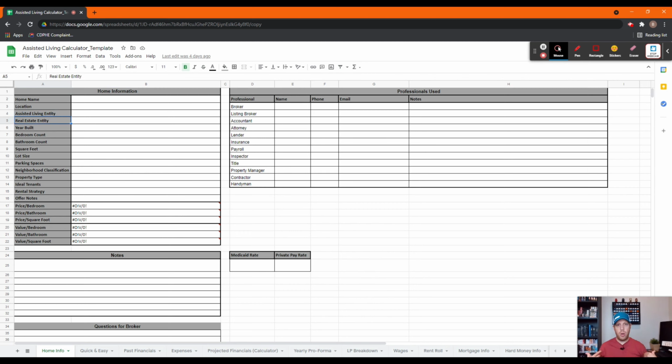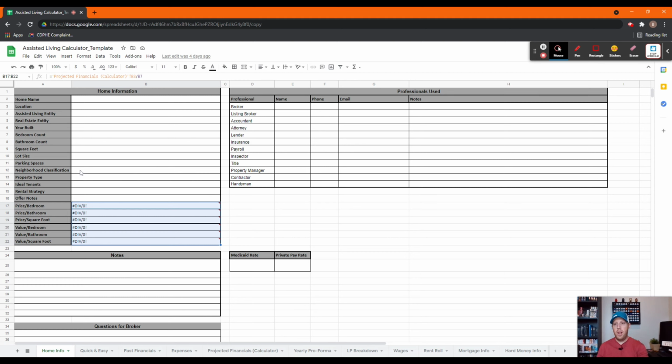For me, that's how I track which of my entities are going to own and hold these, which one's going to be the operating entity, which one's going to own the property. Information about the house, so the year it was built, bedroom, bathroom count, the square feet. Those things are going to feed some of those ratios that are just kind of helpful. So you can get a count of price per bed, price per bathroom, price per square foot, just looking at a few things like that.